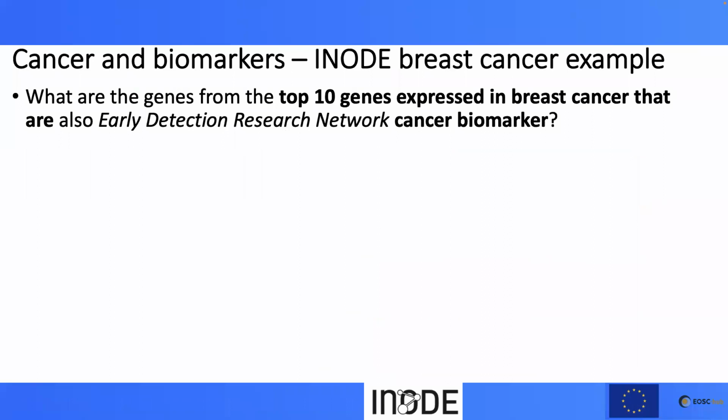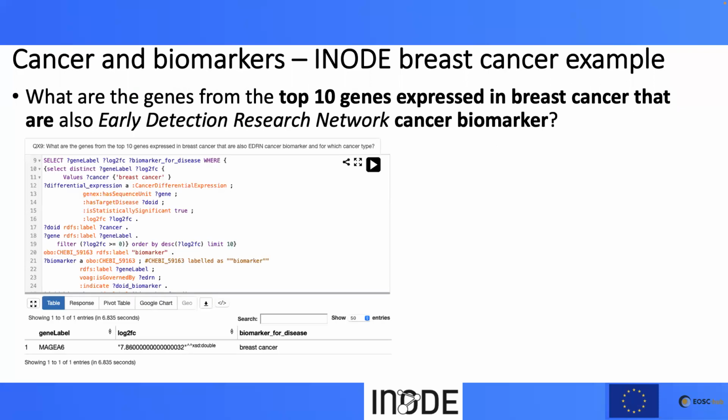In the case of the iNode project, we had a question from a cancer biomarker researcher, who would like to know which were the top genes differentially expressed in breast cancer that are also cancer biomarkers by the Early Detection Research Network. Essentially, this kind of question is one that the iNode system can currently address, based also on the knowledge that we have about cancer biomarkers from the OncoMX database, a database for cancer biomarkers.